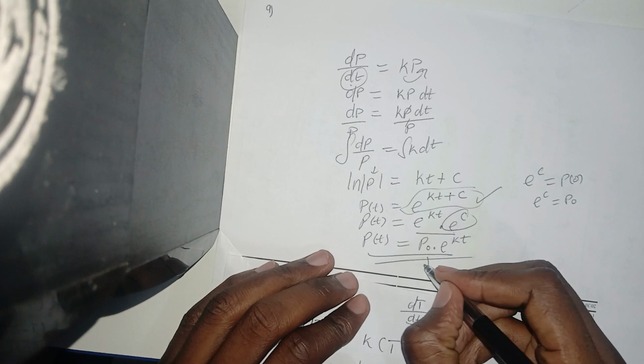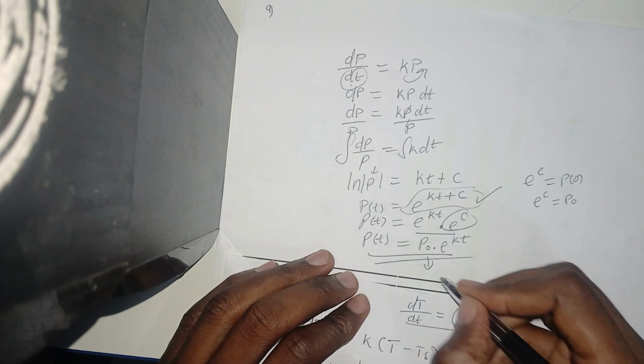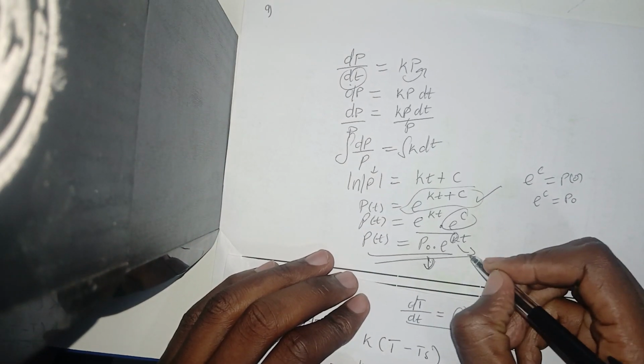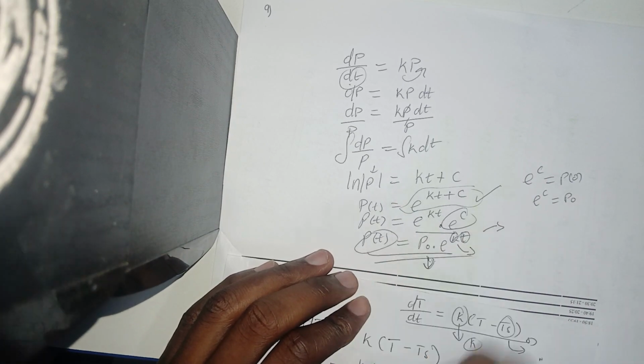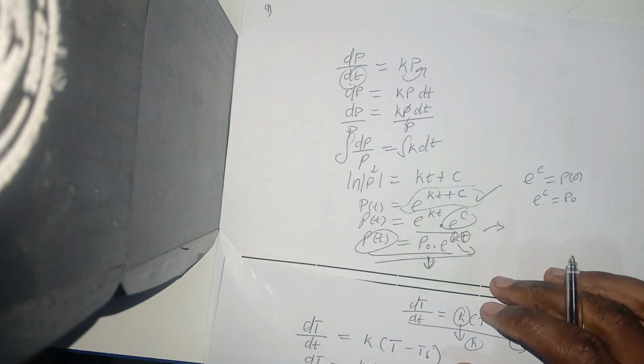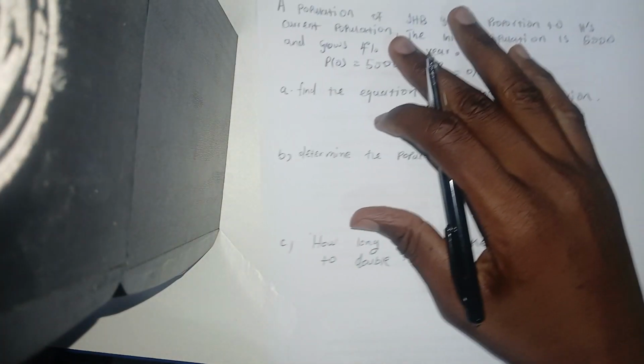So that means now this is the initial population, this is the rate of change, and this is time. So this is the total population that can be needed. That's it. Now let's look at this question that I prepared for you.